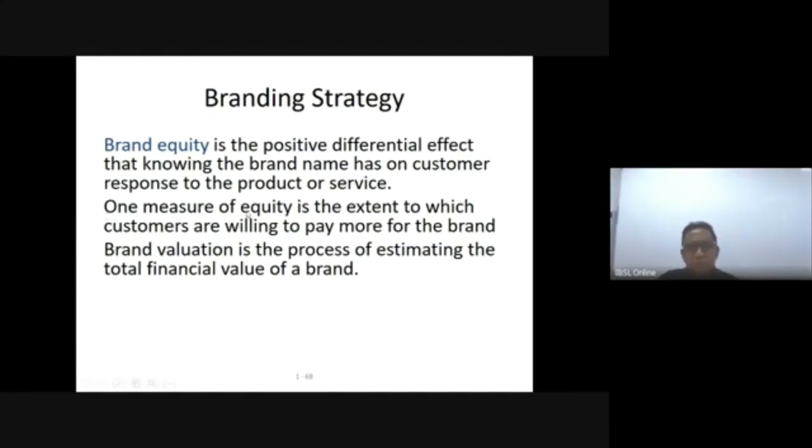So a person will buy a smartphone paying 40,000 rupees, although he or she sees a similar smartphone, an unknown product, unknown brand, in the market at 4,000 rupees. Do you understand? So that's why, when brands are known, they will have brand equity. So brand equity is the amount or the extent to which customers are willing to pay more for the particular brand.